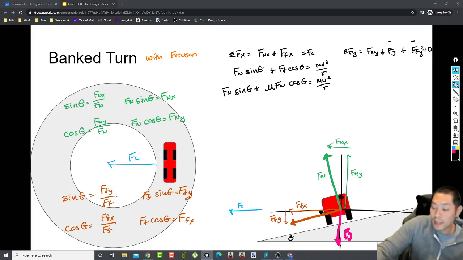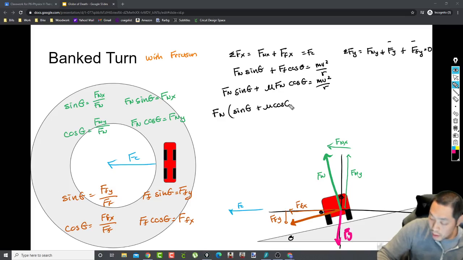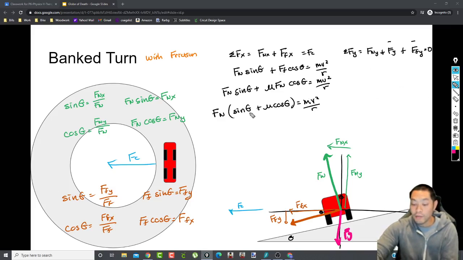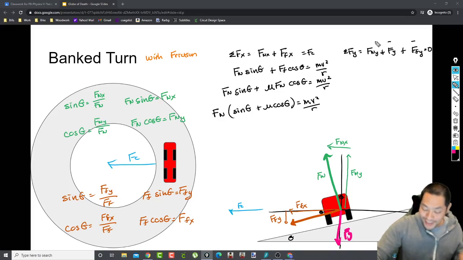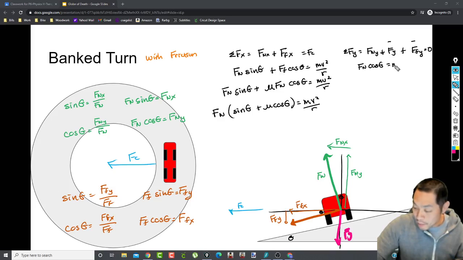So what I'm going to do is I have to use this, solve for this one, substitute it in. Before I do that, I'm going to pull out Fn to make it a little bit easier. All right, so now I'm going to go on this side, solve for Fn so I could substitute it in here. Fny is Fn cosine theta. Fg is mg.